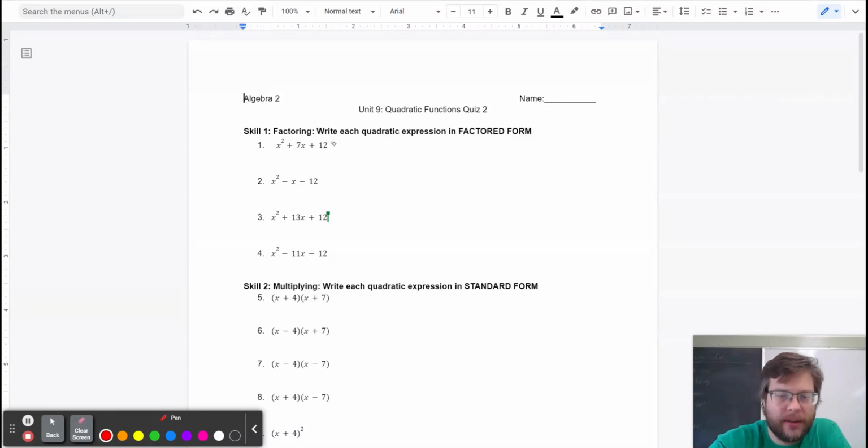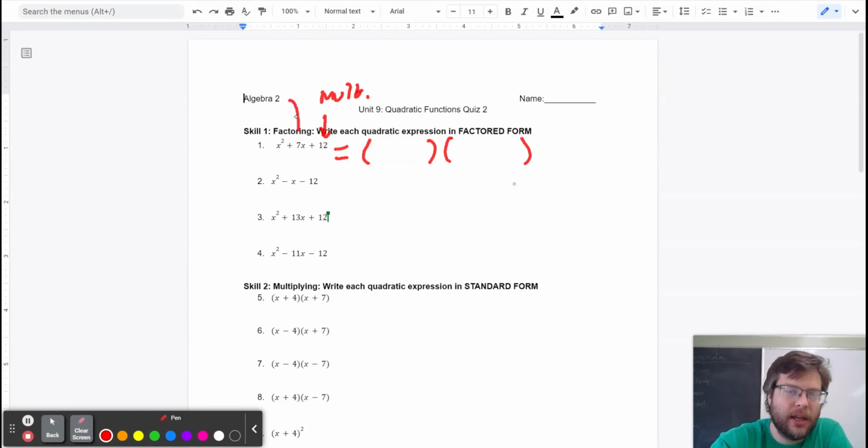You can draw the area model to do each of these, or you can try to think of the numbers that follow the pattern. And the pattern is that we need two numbers that multiply to make the end, so this is our multiplication target, and that add to make the middle. And so if I think about numbers that multiply to make 12, it could be 12 and 1, 6 and 2, or 4 and 3. And I want to choose 4 and 3 because those are the numbers that add up to make 7.